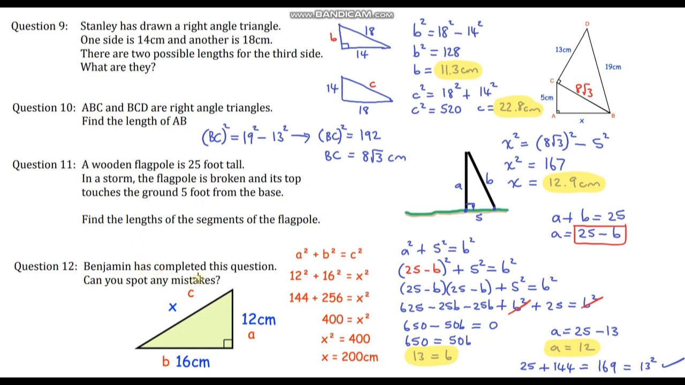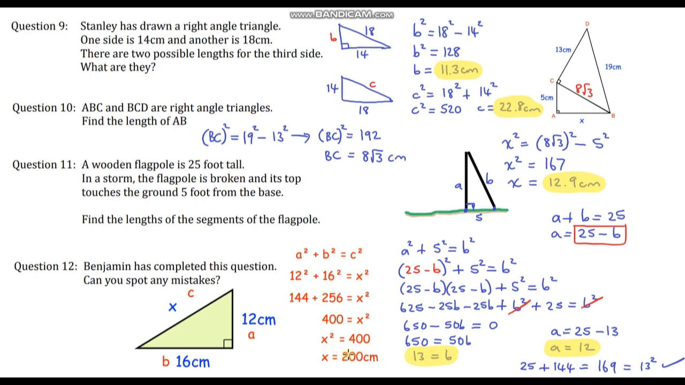Question 12. Benjamin has completed this question. Can you spot any mistakes? So it looks like he needs to calculate the hypotenuse of this right angle triangle. He's written out the formula for Pythagoras' theorem correctly, A squared plus B squared equals C squared. And he's labelled his sides correctly, A, B and C. So 12 squared plus 16 squared is equal to X squared. That's correct. He squared both of these numbers correctly, because 12 squared is 144 and 16 squared is 256. And then it looks like he's added these together correctly. So everything so far is correct. And he's just swapped these two around, so that doesn't really matter.